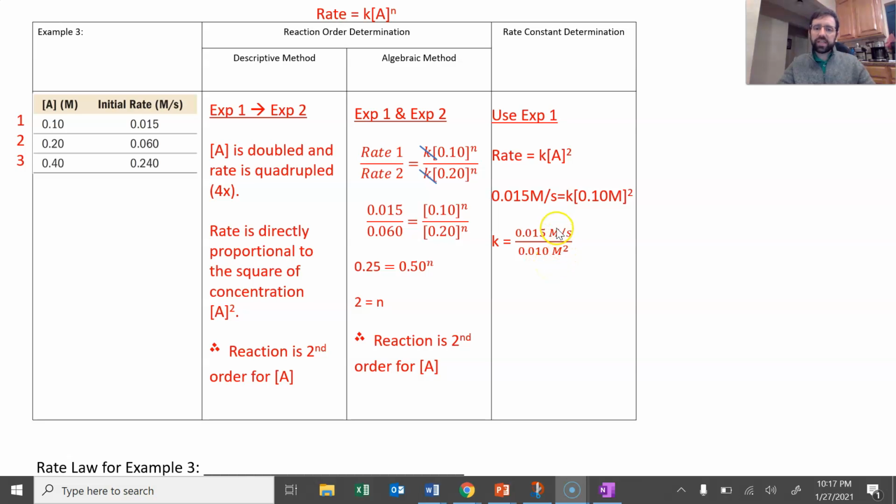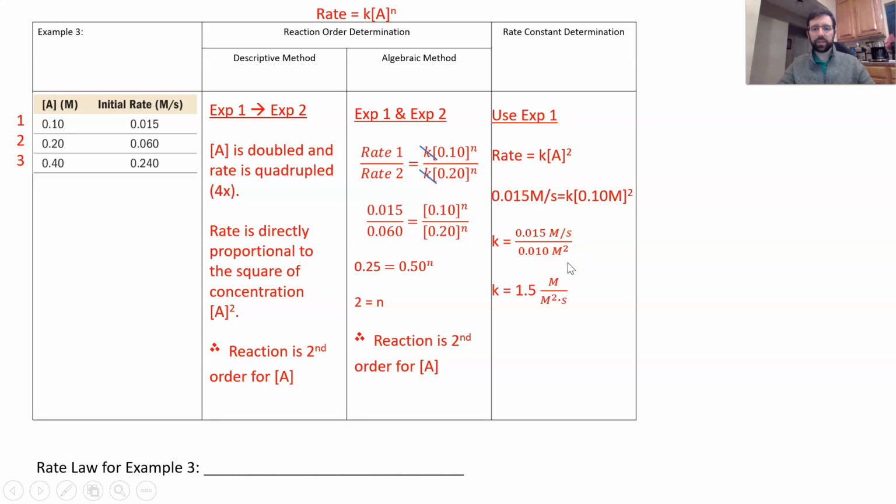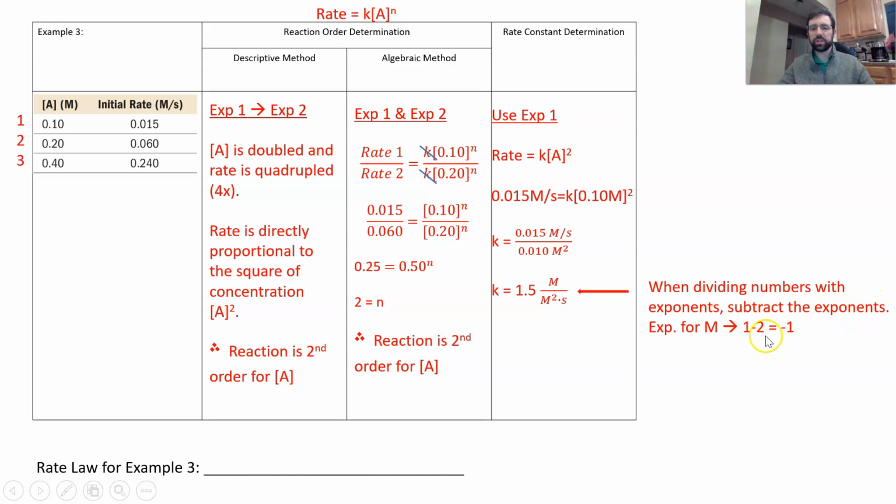All right, so I notice that I can cancel out one of those molarities, and I would just have one molarity in the denominator. Or you can think of it this way: when you're dividing numbers with exponents, you subtract the exponents. So for molarity, we're going to do 1. Up here we've got molarity to the 1, or just molarity, divided by molarity squared. So 1 minus 2 gives us -1. So we end up with molarity to the -1 times seconds to the -1, because seconds are in the denominator.